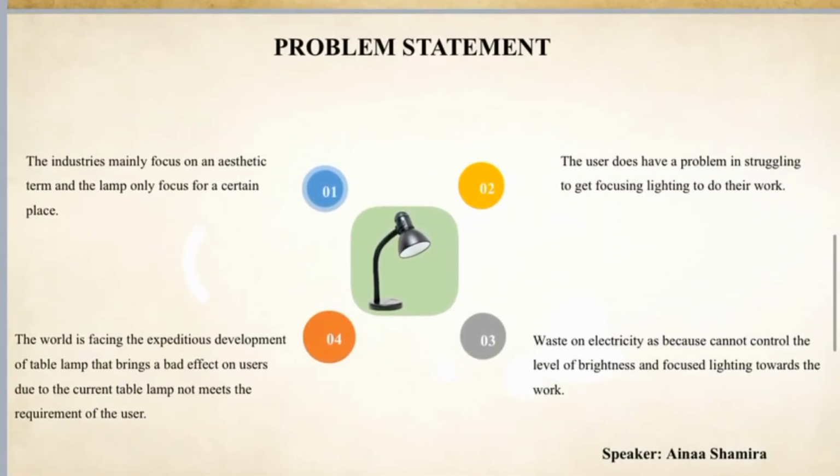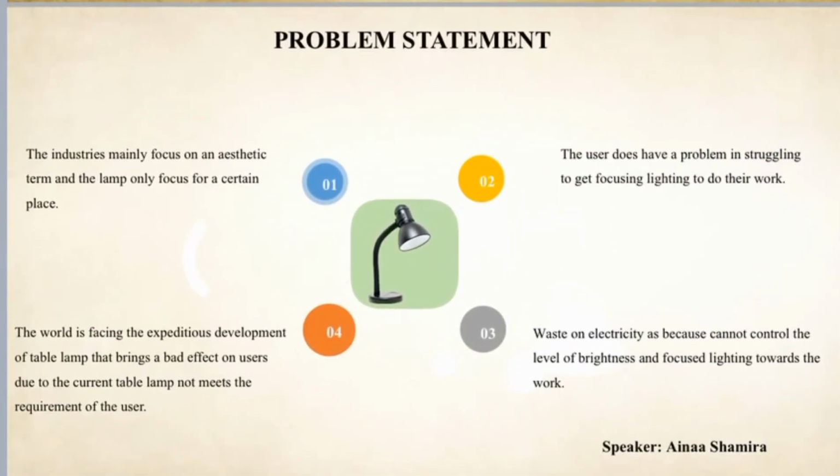Now we move to the problem statement. There are four problem statements in this project. The first problem is that the current table lamp only focuses on a certain place, because the industry only focuses on aesthetic elements. The second problem is that users struggle to get focused light to do their work.